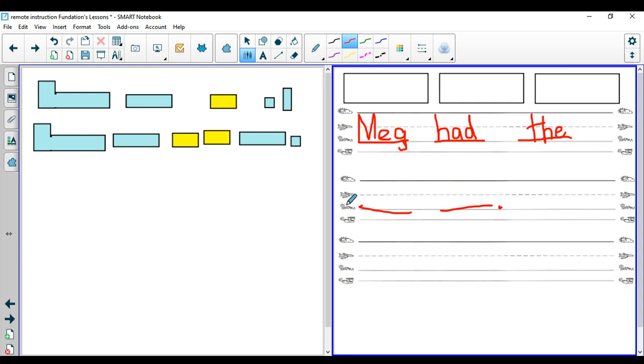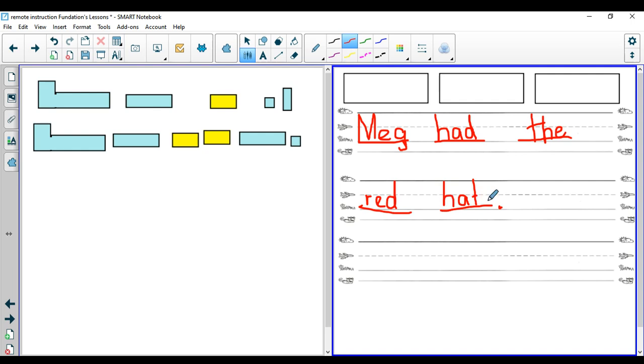Meg had the red. I want you to write red. That's a kindergarten word. Red. It's a color word. You can sound it out though too. Meg had the red hat. Let's tap out hat. Hat. Meg had the red hat. Nice job. Meg had the red hat.